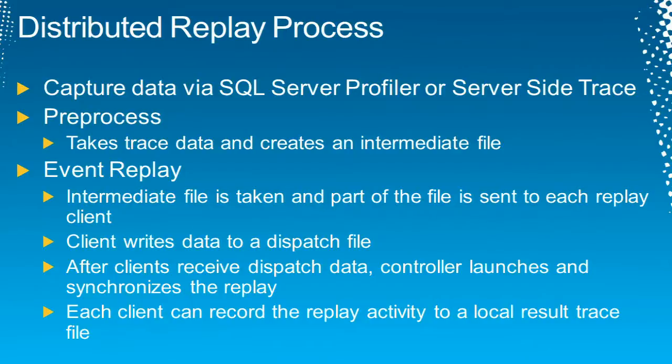So the question was, when it creates an intermediate file, what kind of file is that? That's just an internal binary file. You can't do anything with it. It takes your traditional trace file and turns it into whatever format the replay process is expecting. I'm not sure what it actually does. I didn't look at the file. It's got some funky file extension, so I'm not really sure what it is.